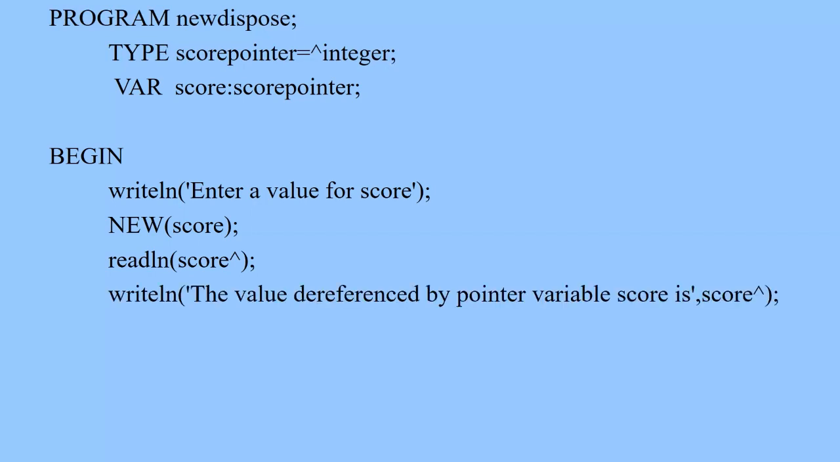So we then display the statement: The value referenced by a pointer variable score is, we pick the value that our pointer is pointing to, and we display it out. So whatever value is in the memory location called score, that the pointer is pointing to, will be output here.